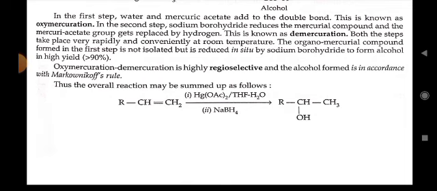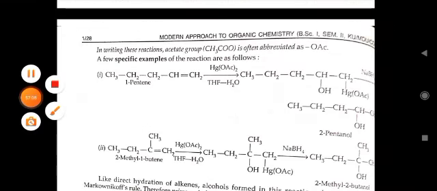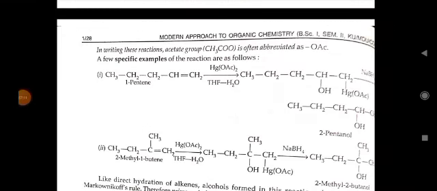The organomercurial compound formed in the first step is not isolated but is reduced in situ by sodium borohydride to form alcohol in high yield, that is more than 90%. Oxymercuration-demercuration is highly regioselective and the alcohol formed is in accordance with the Markovnikov rule. Thus the overall reaction may be summed up as follows: ethene plus Hg(OAc)2, tetrahydrofuran-water, in the presence of NaBH4 gives ethanol. In writing these reactions, the acetate group is often abbreviated as OAc.